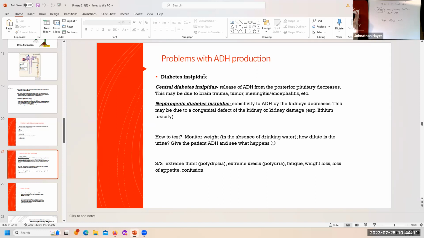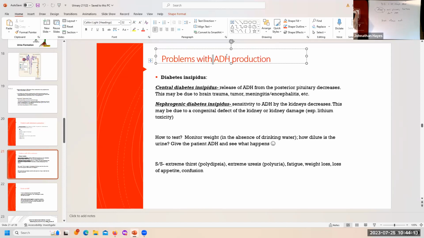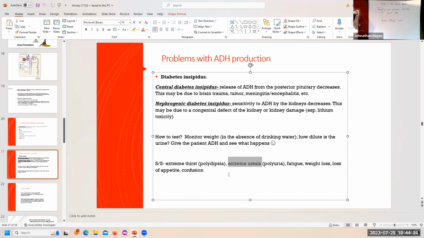So diabetes insipidus, it's a problem with ADH production, and the problem is I'm not producing enough. And if I can't produce a hormone that tells me not to pee, guess what I'm going to do? I'm going to pee too much. So what am I going to see? Increased urine, polyuria, increased thirst, right? But if it starts to get bad, then they're going to lose weight. That's how you might notice diabetes insipidus in a hospital setting.